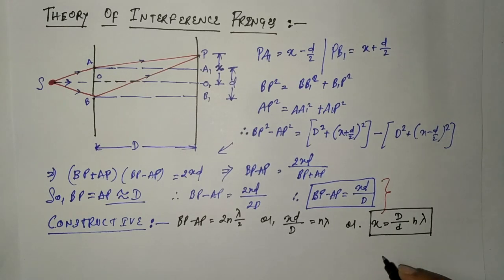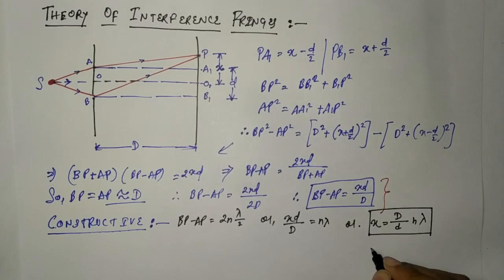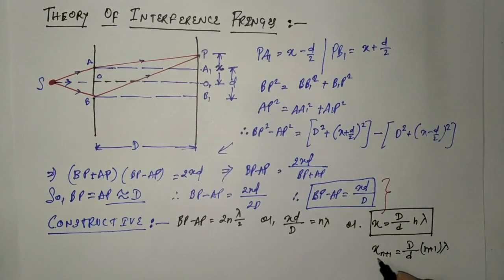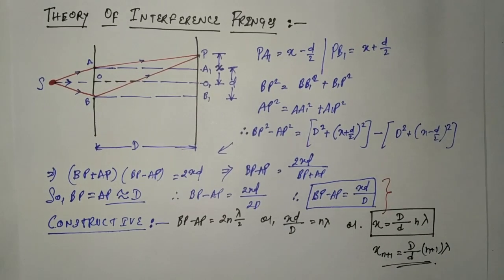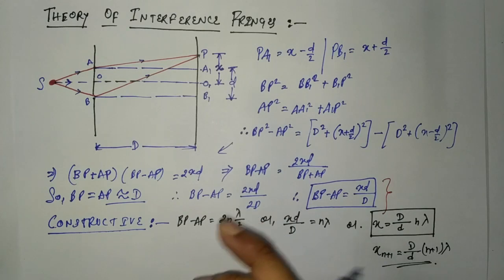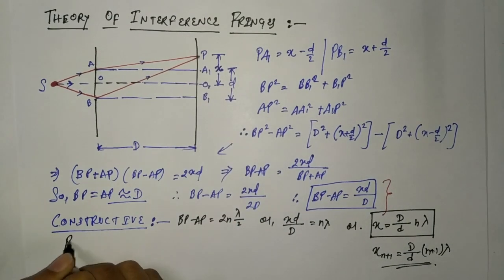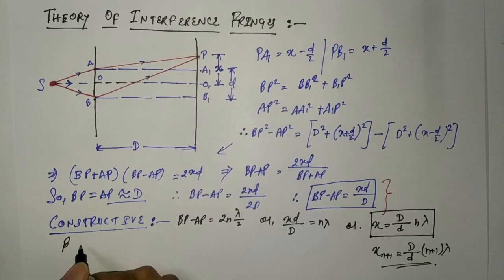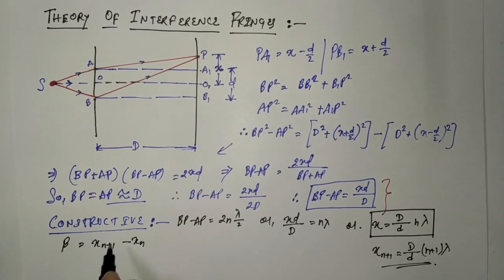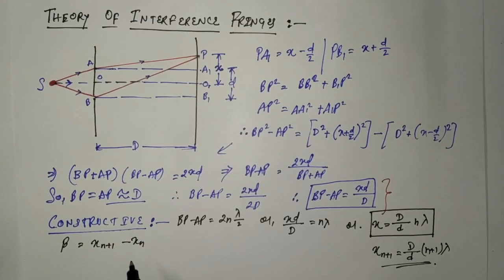So simplifying this into the n terms, we can write x n plus 1 is equal to capital D by small d into n plus 1 lambda. So spacing between two consecutive bright fringes or fringe width, what will be the fringe width? We can consider it as beta. So beta must be equal to x n plus 1 minus x n, that is difference between the consecutive bright fringe.